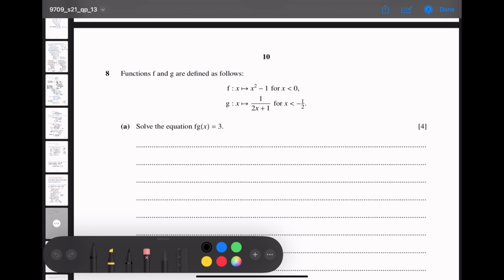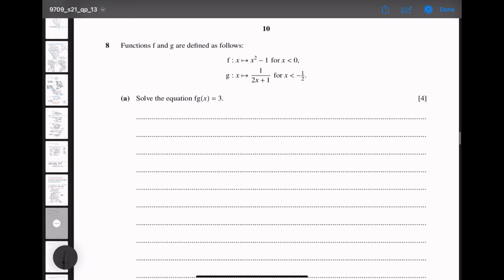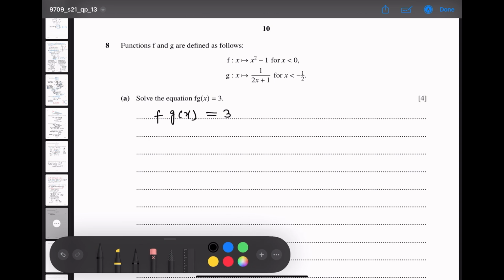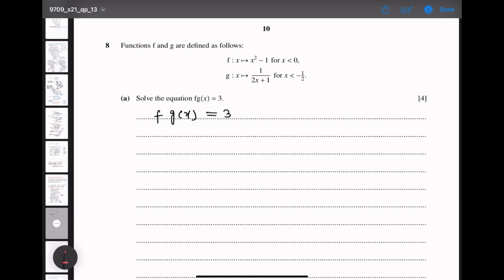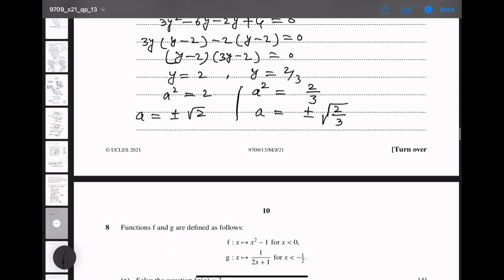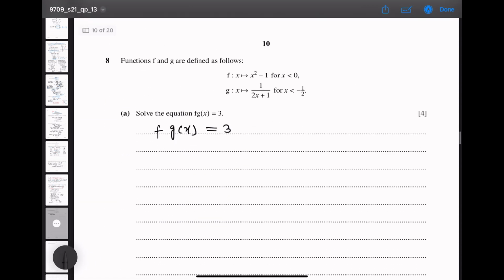This is the composition of two functions f and g. So f(g(x)) is equal to 3. So we can write it as f within bracket g(x) is equal to 3. Now we will put here the value of g(x).